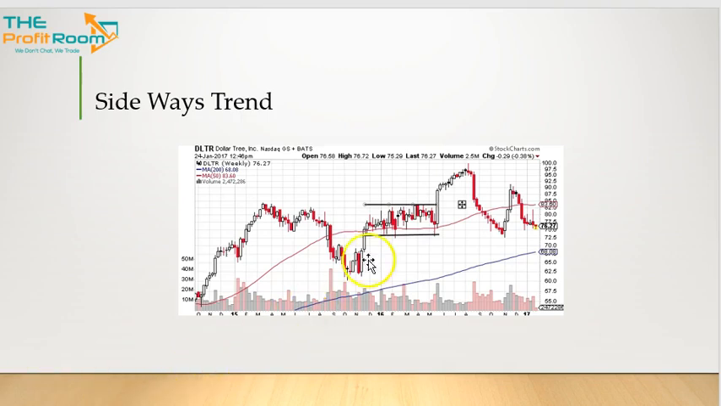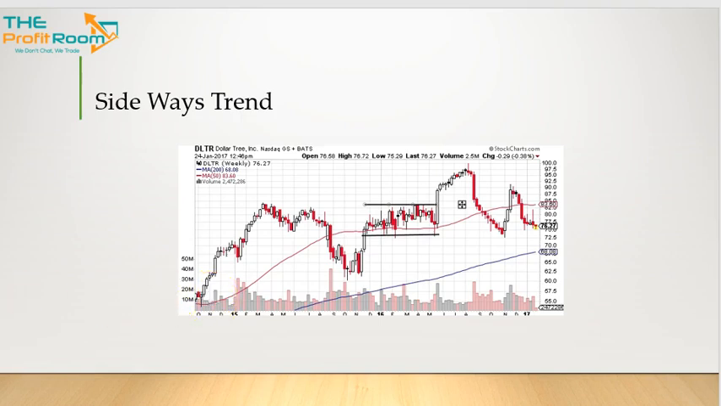Sideways trend. This right here is one of the hardest things that newbies get trapped in. When you're buying or selling a stock, you don't know what direction it's going to go. It's going up, down, up, down, up, down. But technical traders are able to capitalize off of these movements as well, buying at the bottom and selling at the top. So you just want to be able to see these movements in the market as well.